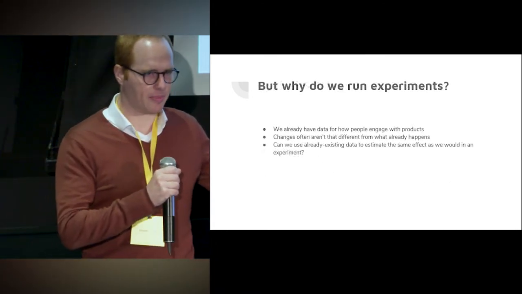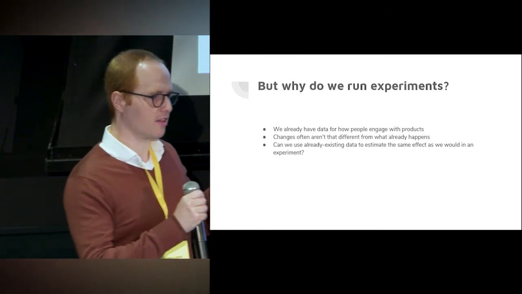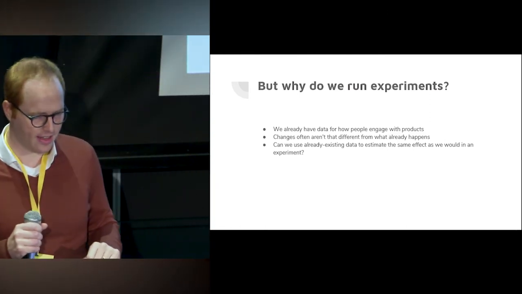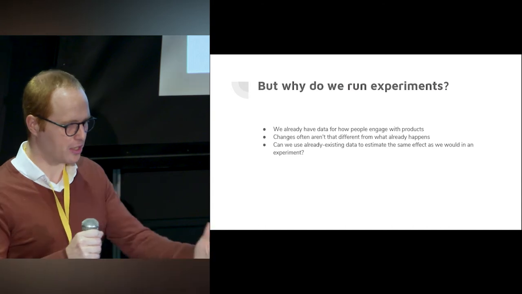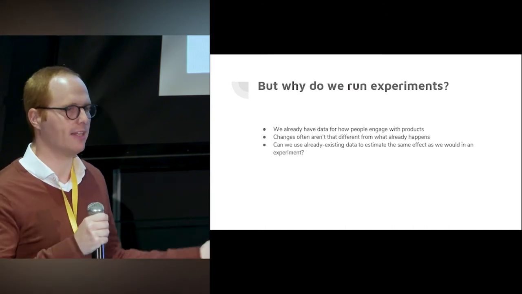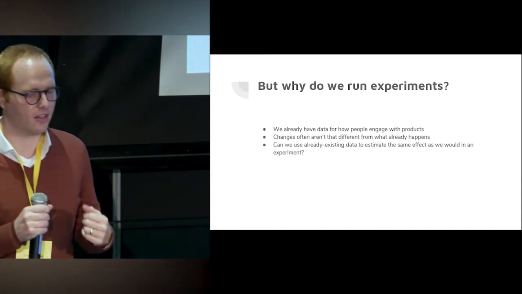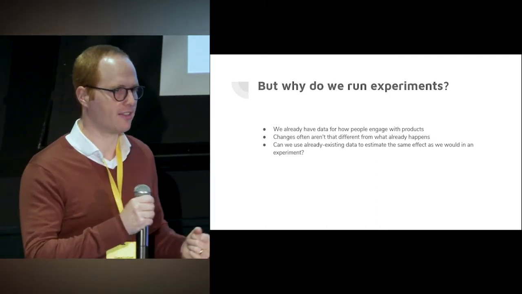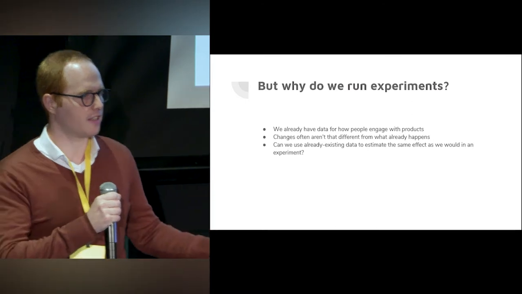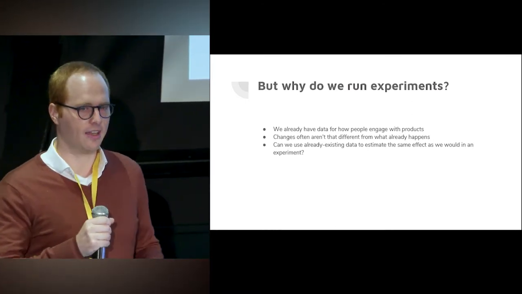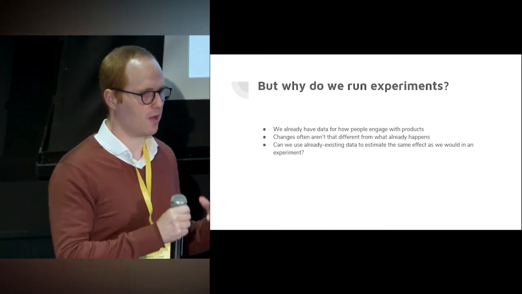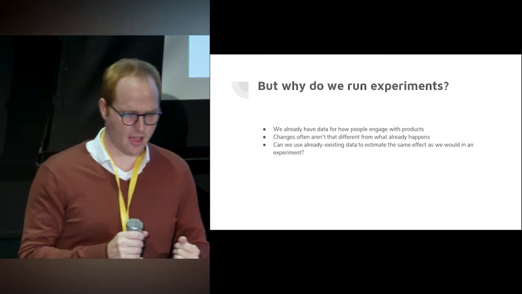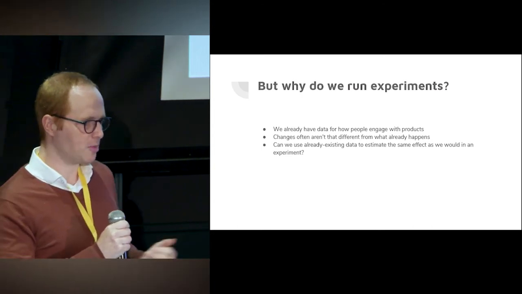So we use A-B tests as the example because they're kind of the gold standard for doing causal inference, but we can ask the question, backing up a little bit, why do we need an experiment? Why can't we just look at the data that we already have, which is how people are interacting with our products, and say what the effect of a change in the product would be from that data?